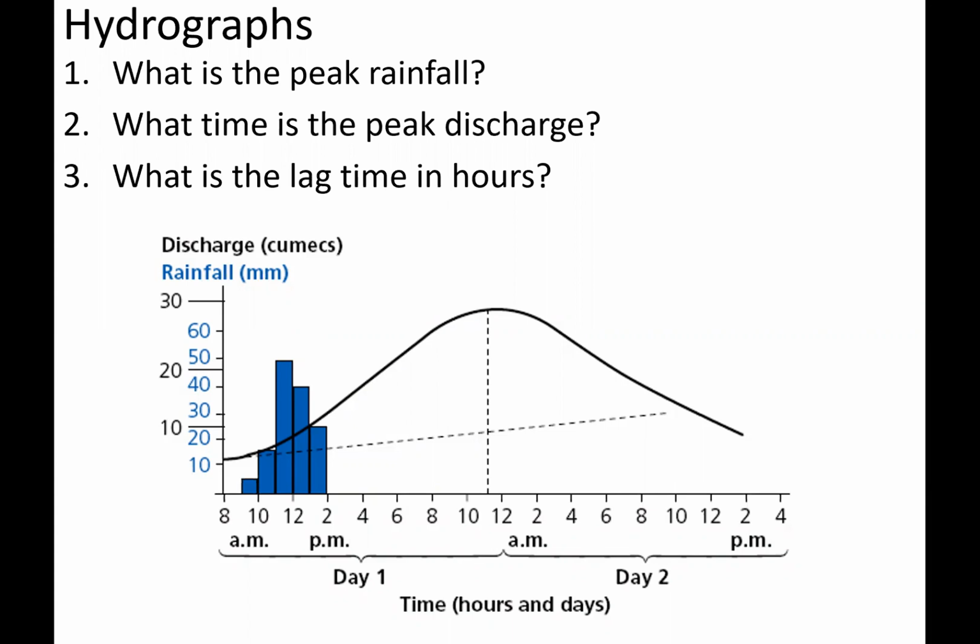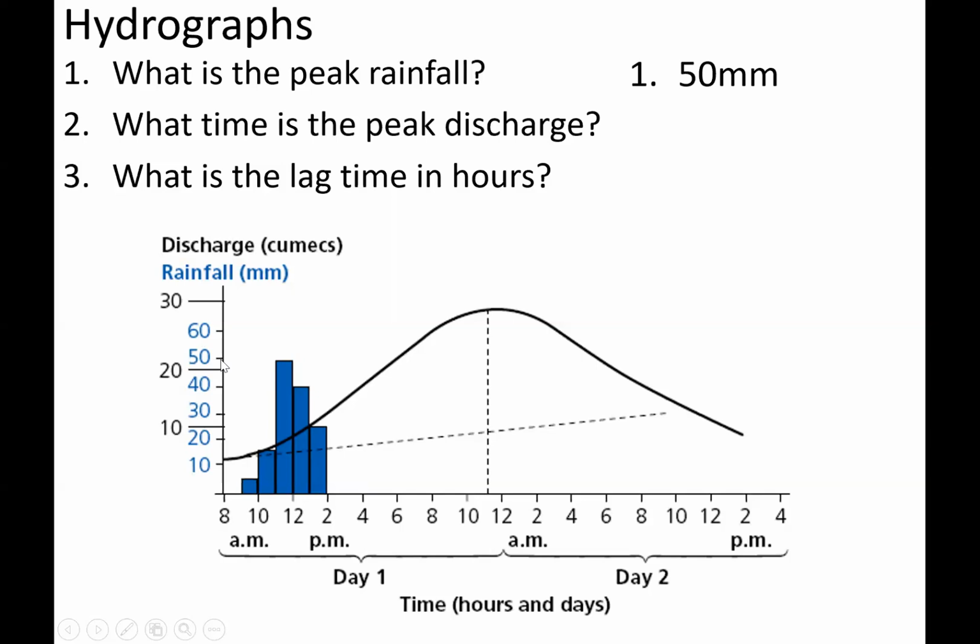So the answer to number one, the peak rainfall is 50 millimetres. So the rainfall, or the precipitation, is shown on these blue bars. The axis that you're looking at is the blue numbers. So you can see peak rainfall here, that highest blue bar, go across: 50 millimetres.